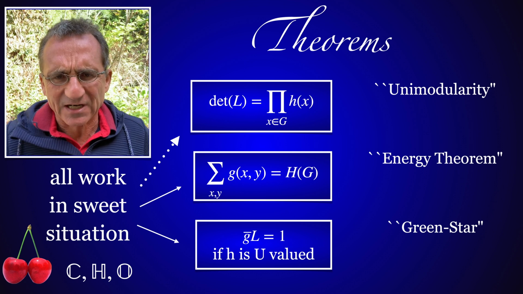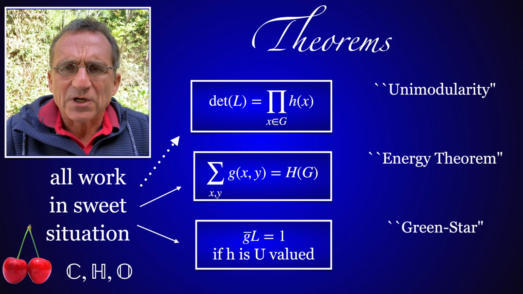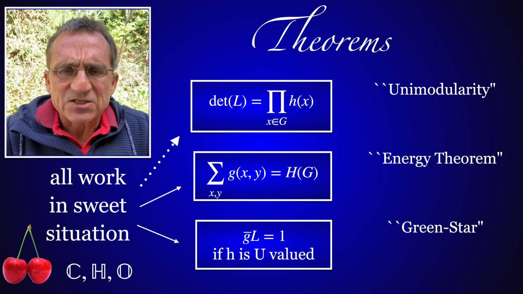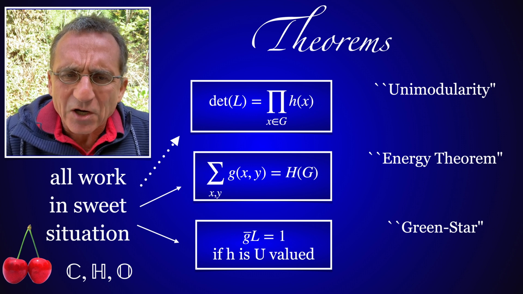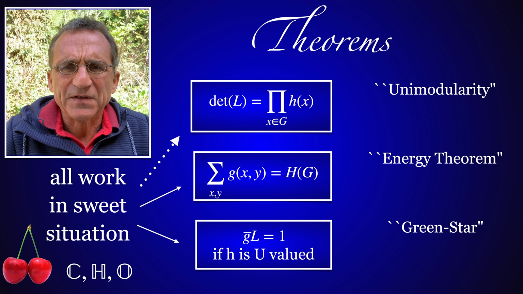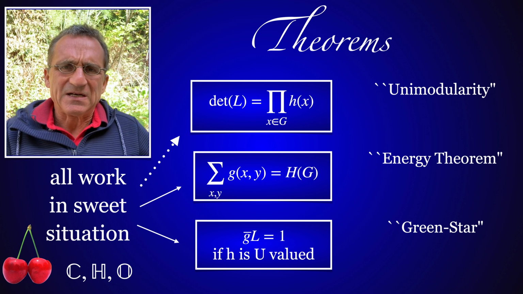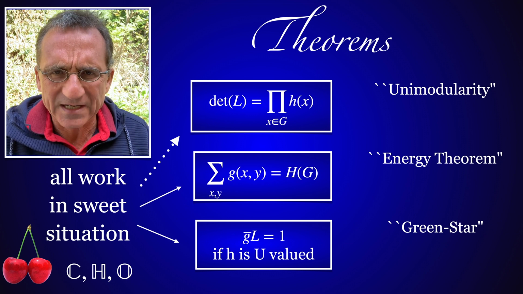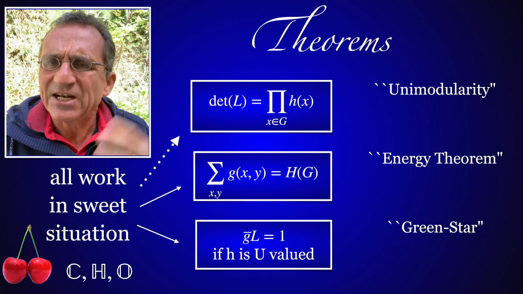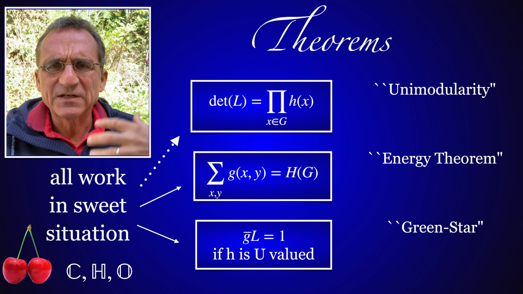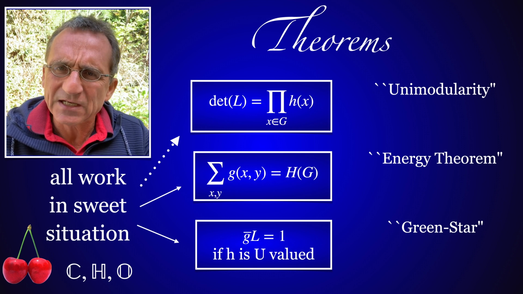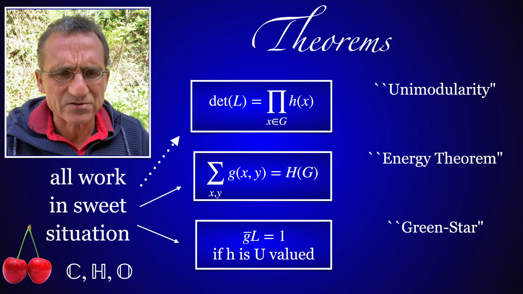I generalized it now much more to division algebras. So first of all, the determinant is the product of the field values. This is very general, doesn't even need to have a simplicial complex. It's true for any set of sets. And the energy theorem also is very general. We don't even need the full ring structure. We need only the additive monoid structure there.